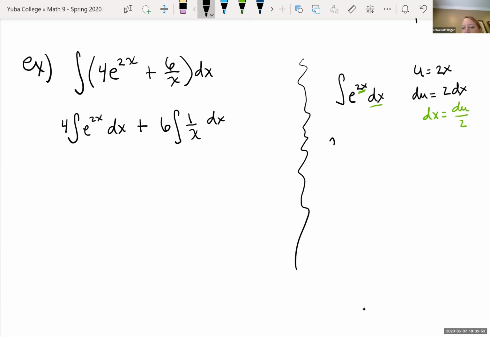So you have the integral of e to the u, and dx is the same thing as du over 2. The antiderivative of e to the u is just e to the u, with a 1/2 in front of it. But u is 2x, so this is e to the 2x over 2 plus c.